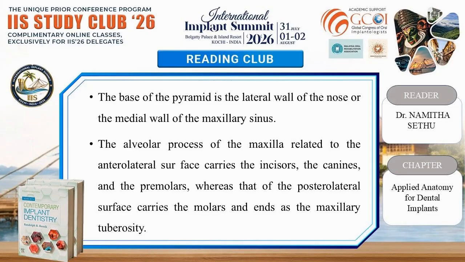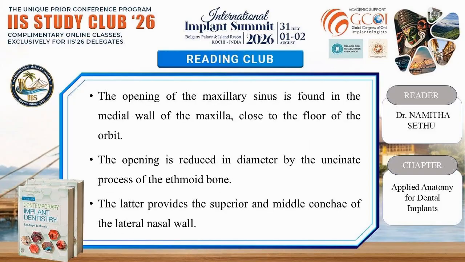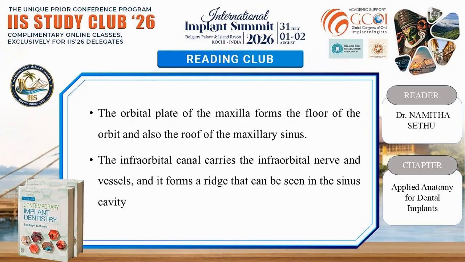The alveolar process of the maxilla related to the anterolateral surface carries the incisors, the canines and the premolars, whereas that of the posterolateral surface carries the molars and ends as the maxillary tuberosity. The opening of the maxillary sinus is found in the medial wall of the maxilla close to the floor of the orbit. The opening is reduced in diameter by the uncinate process of the ethmoid bone. The latter provides the superior and middle concave of the lateral nasal wall. The orbital plate of the maxilla forms the floor of the orbit and also the roof of the maxillary sinus.